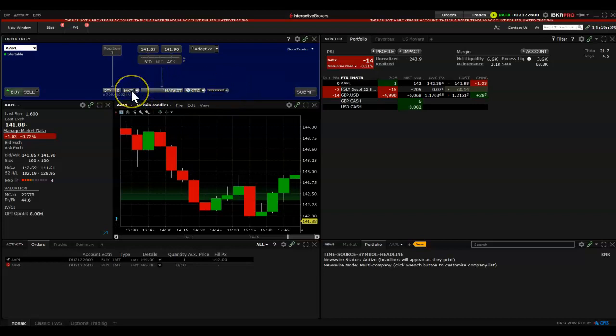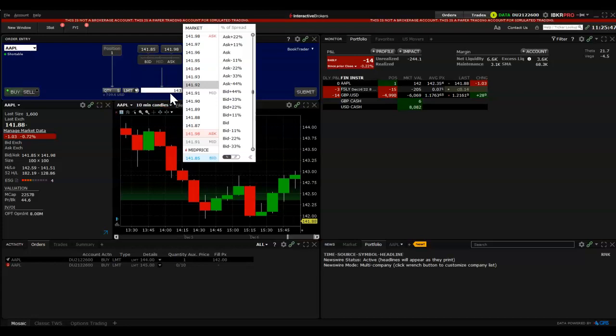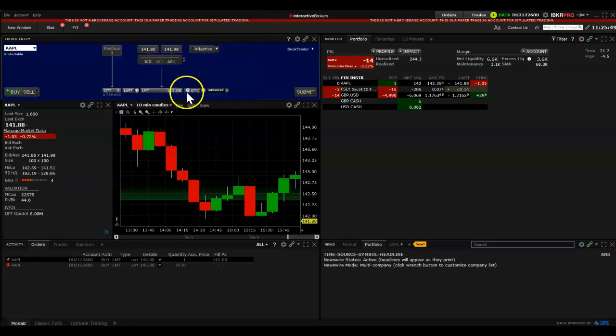However, right now we're talking pre-market, and usually you want to do a limit order anyway. So what you want to do is go to limit order, and you check what the price is of the stock. For it to fill, it's got to be the same as what it's currently trading at, or higher. Okay, so I'm just going to put a little bit higher.